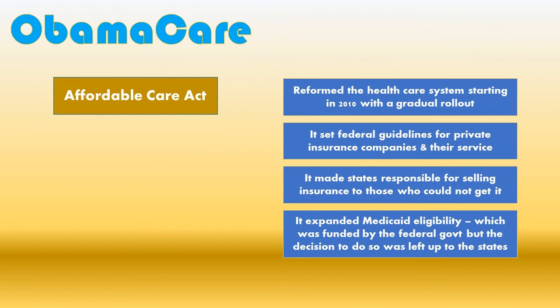So this also expanded access to healthcare because this would make states responsible for selling health insurance to people who couldn't get it through their job. So now, if I were working in a restaurant and I was in my early 20s today, then I'd be able to access health insurance by buying it through the state of Tennessee. It also expanded Medicaid, which the federal government promised to pay for, but that decision was left up to the states.